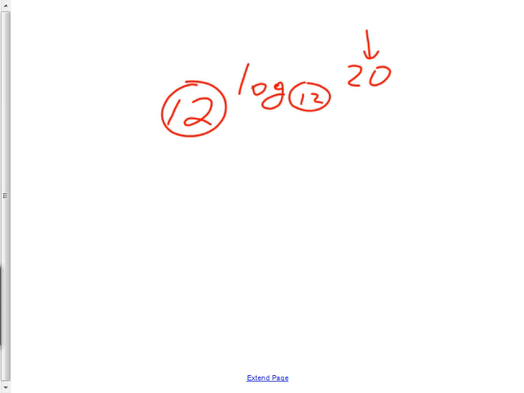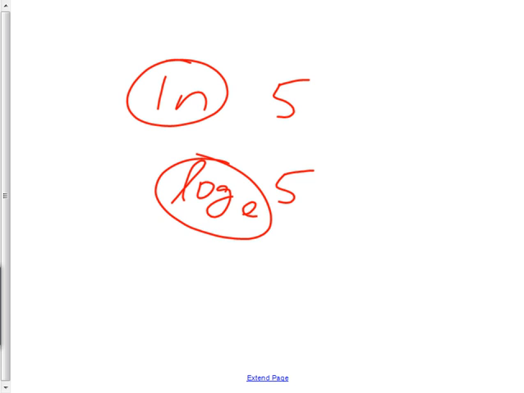You might say, but wait a minute, there's no base. Do you remember that if it's log of 5, that really does have a base? What base does it have? 10. Do you remember if it's ln, what base do those kind have? Base E. ln, if it was ln of 5, that means log base E of 5. Okay? So if you see ln, think log base E.